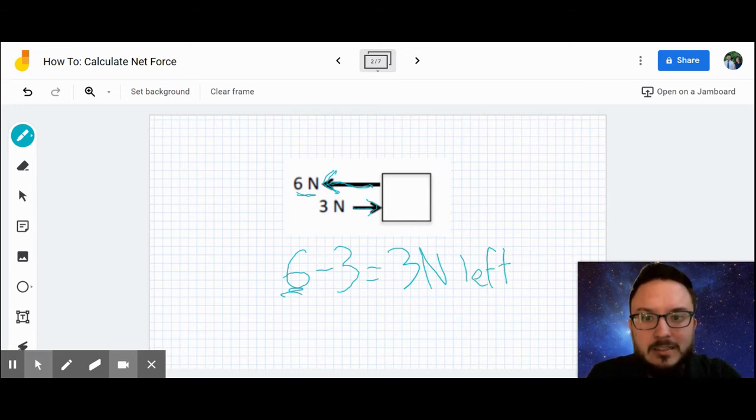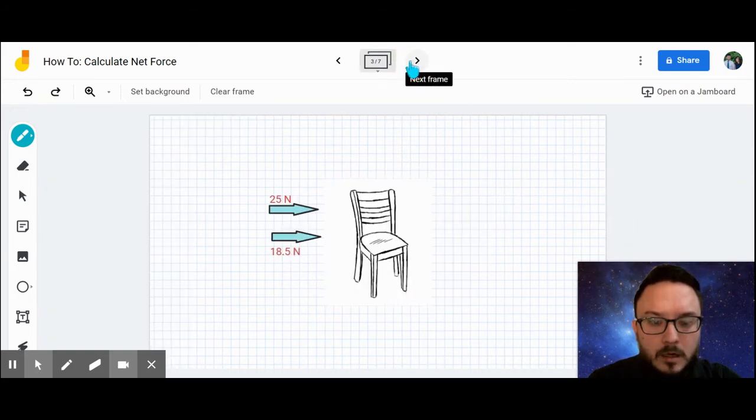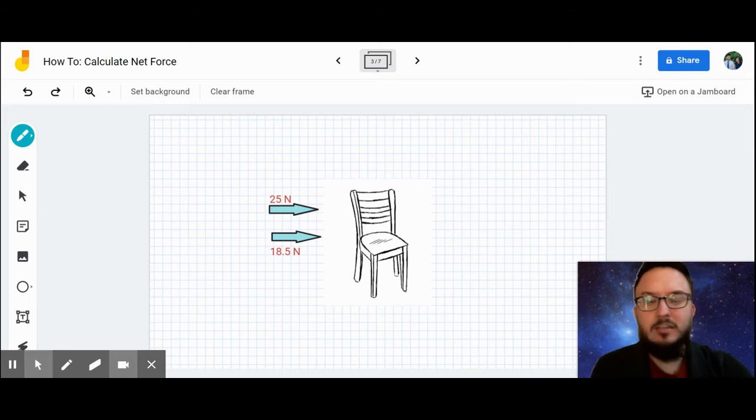Let's look at another example. All right, so in this example, we have a chair, and that chair is being pushed by two forces. This force on the top pushes the chair to the right with 25 newtons of force, and this force on the bottom is also pushing to the right with 18.5 newtons of force. So before I go through this, I'd like you to pause the video, try it out for yourself, and think about what you think the net force is.